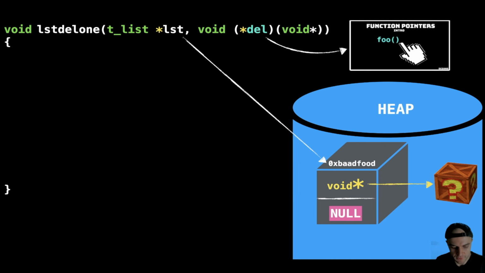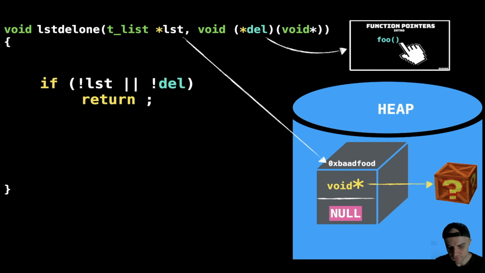So what I'm trying to do, I want to delete one node. That's it. So I'm gonna do if not list or not del. Basically, if I have a null pointer for the list and a null pointer for the function, I'm just gonna return. This is a mistake. Then I'm gonna say delete list content. So I'm gonna call the function on the content of the list. Delete is probably gonna be a wrapper for a free.